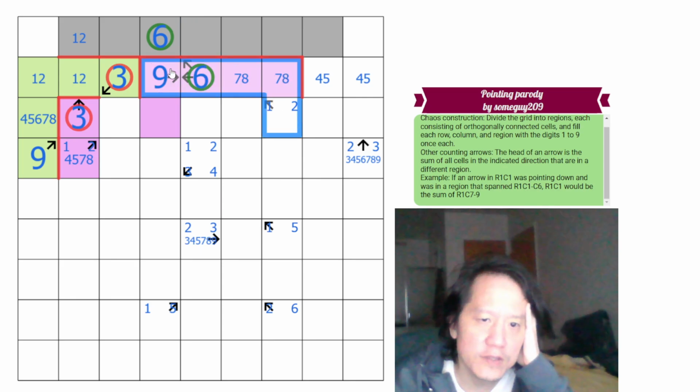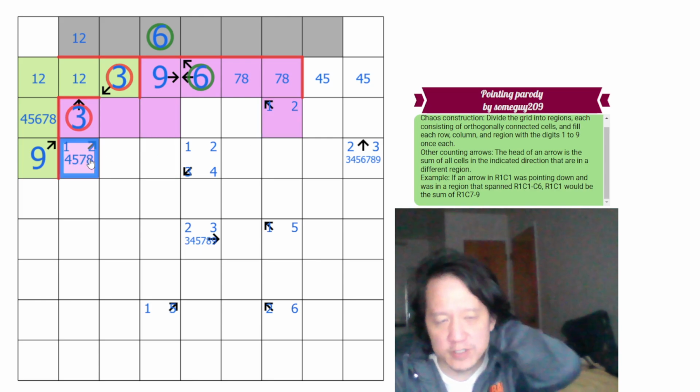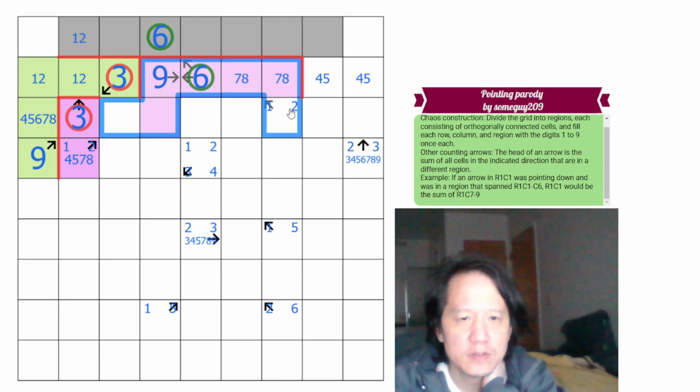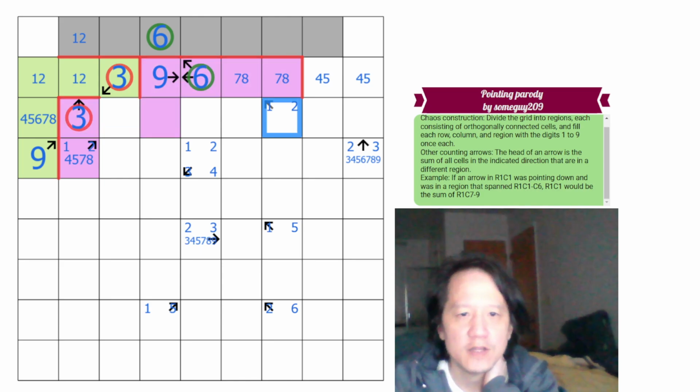So say this was all part of one region. It's not possible. So these two have to be separate regions. Right? Okay, first of all, you cannot have... The only way this is pink is if this region connects this way, right? Because this is too many.